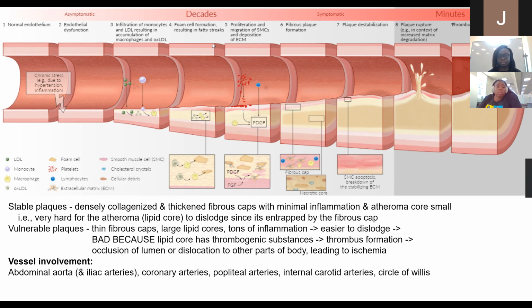Another thing to understand is the vessel involvement, which ones are more highly involved. I'm trying to remember what it was called. I think he even brought it up in class, at least he did for us. To remember it: Bruce Willis catches a perceptive criminal named Hans. It's going from decreasing to increasing frequency. So Bruce Willis is your circle of Willis, catches internal carotid, a perceptive popliteal criminal coronary arteries named Hans, abdominal aorta.